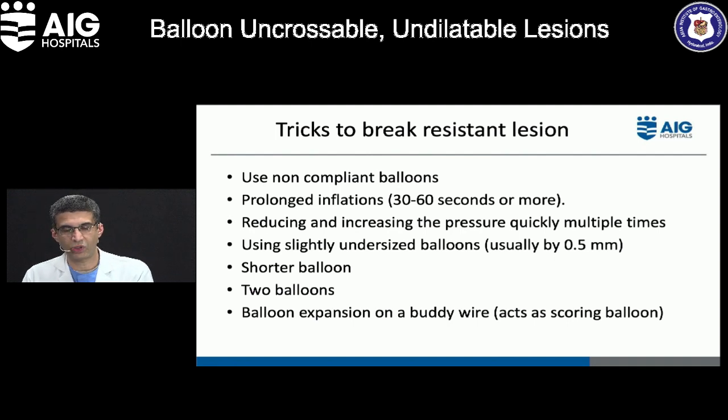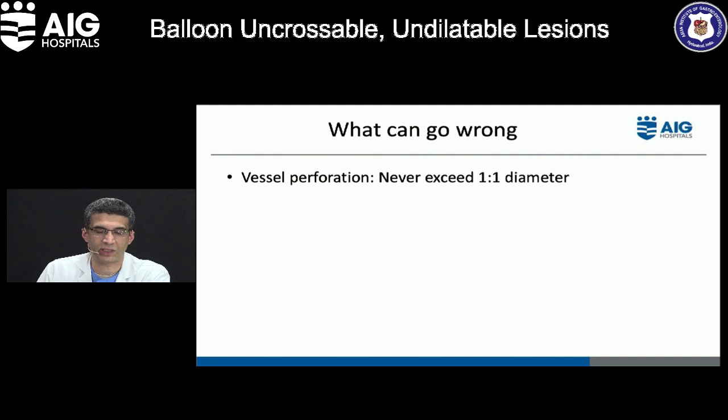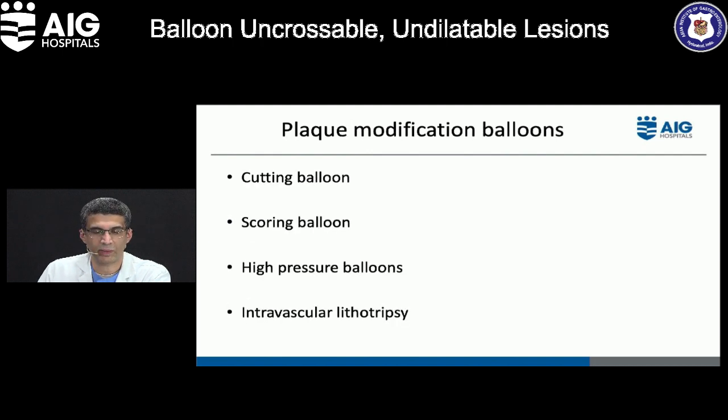So this is like a poor man's angiosculp. You put another wire beside and open the balloon, then that works as an angiosculp lesion. What can go wrong? Of course, the biggest disaster is vessel perforation, which we need to be worried about. The balloon can perforate, causing air embolism or vessel dissection, and balloon entrapment can occur.